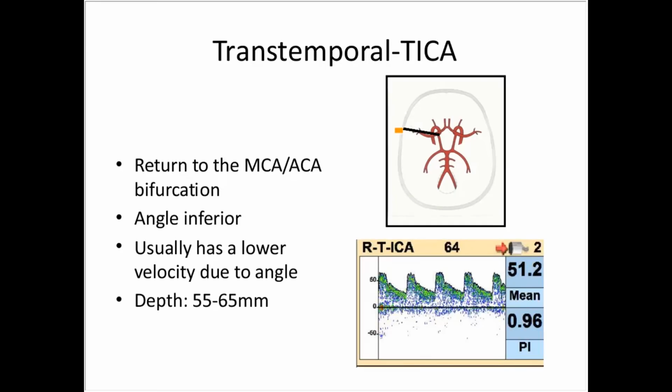So to insonate the terminal ICA, return to your MCA-ACA bifurcation and just angle inferiorly. It usually has a lower velocity due to angle. We can insonate the terminal ICA at depths of 55 to 65, and here's just an example of flow in the terminal ICA, which again is going to be above baseline or flow towards the probe. If you have the availability of transcranial imaging, sometimes you'll see retrograde flow in the TICA, but that's only with imaging.